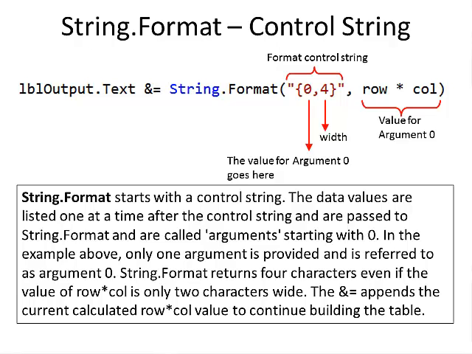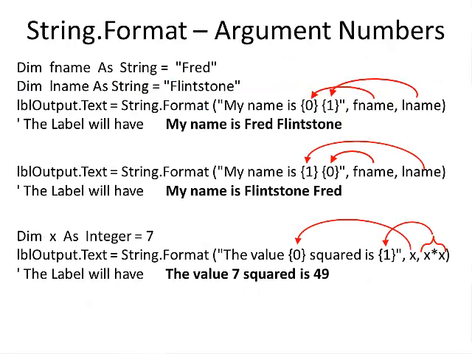I have 4 spaces, so that column is going to be 4 characters wide. Close off my control string with the quotes and then a comma. Then here's my value. It's row times column. So that right there, even though it says row times column, there's still one value there. Pretty cool. Here's some more examples with different argument numbers.